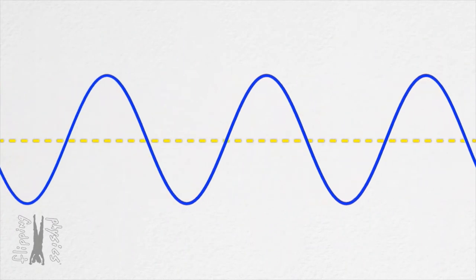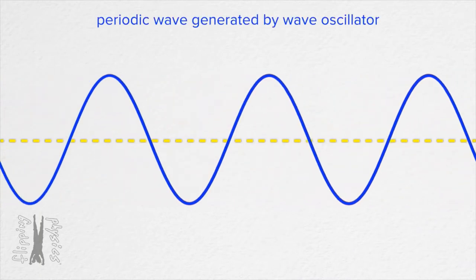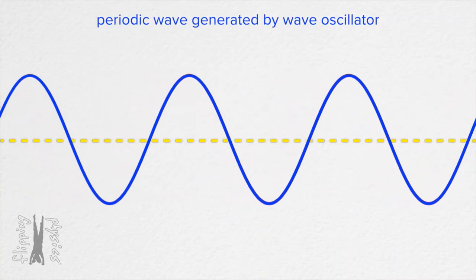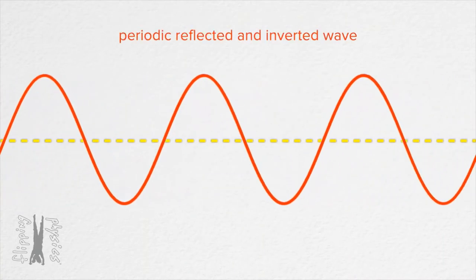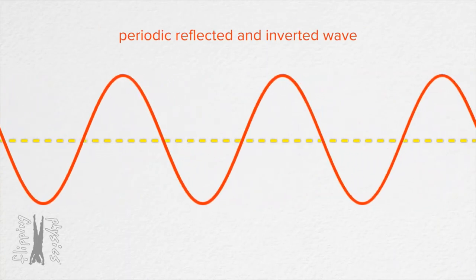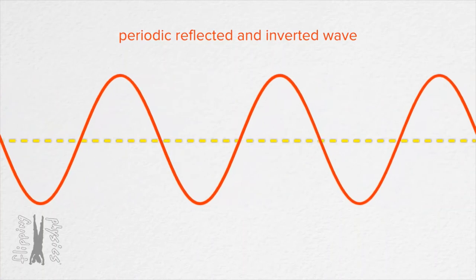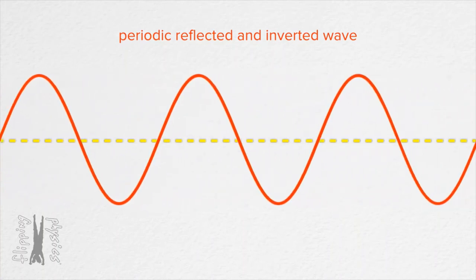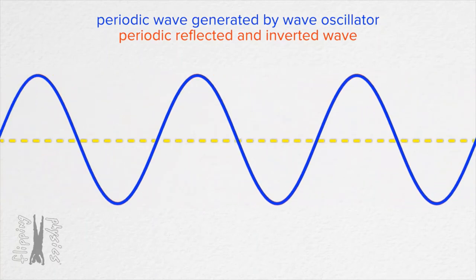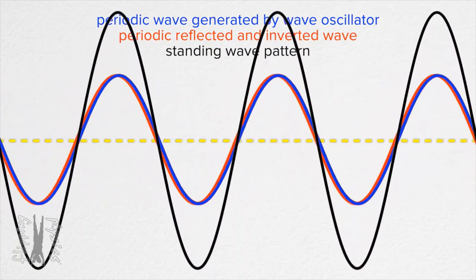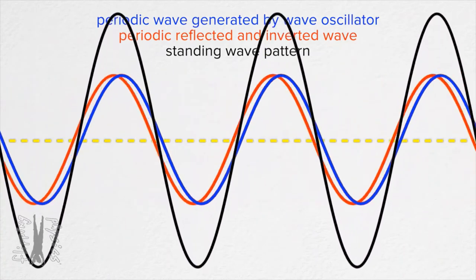The blue periodic wave is moving to the right and represents the periodic wave which is being generated by the wave oscillator. The red wave is moving to the left and represents the periodic wave which is the result of the blue wave being reflected and inverted by the fixed end on the right. But the truth is that neither of those waves exists by themselves. What we actually see is the constructive and destructive interference of those two waves creating the black standing wave pattern.